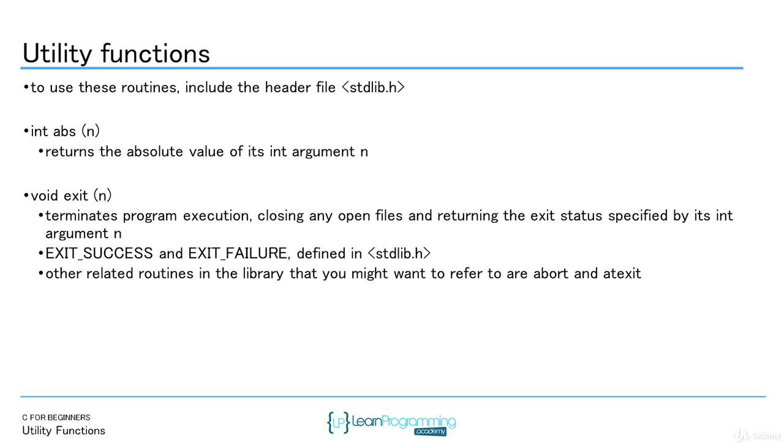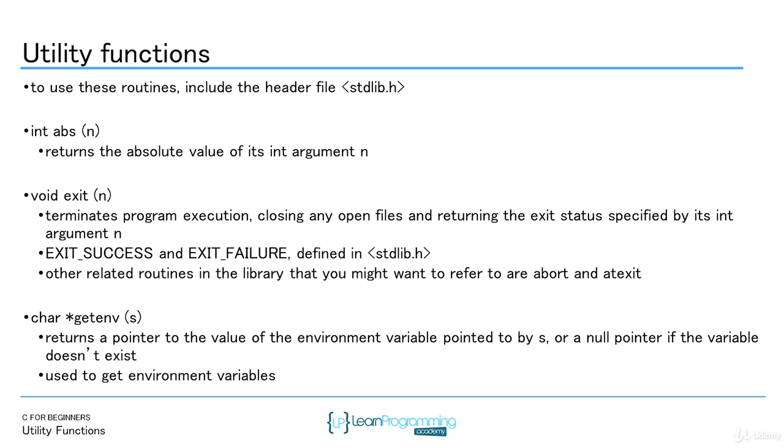Other related routines in the library that you might want to refer to are abort and atexit. You will see this in quite a bit of C programs, especially abort. Abort is used when there's some kind of error, like if you can't malloc, you may call abort, and you can set it as a signal. The good thing with abort is it will generate a core file depending on the signal. A core file can help to debug for further information. But exit, abort, and atexit are very useful functions, usually invoked when you have a fatal error.